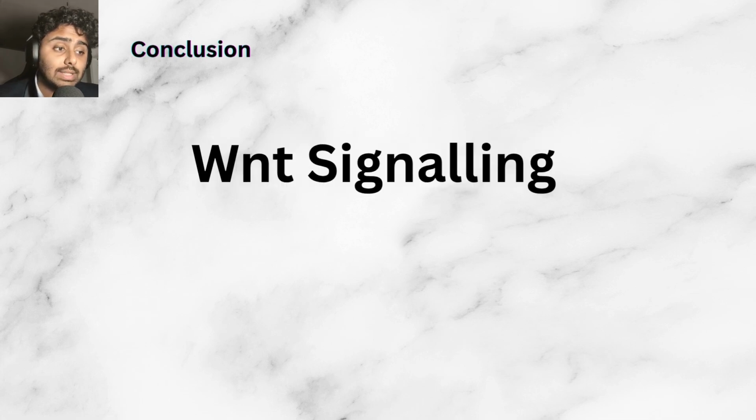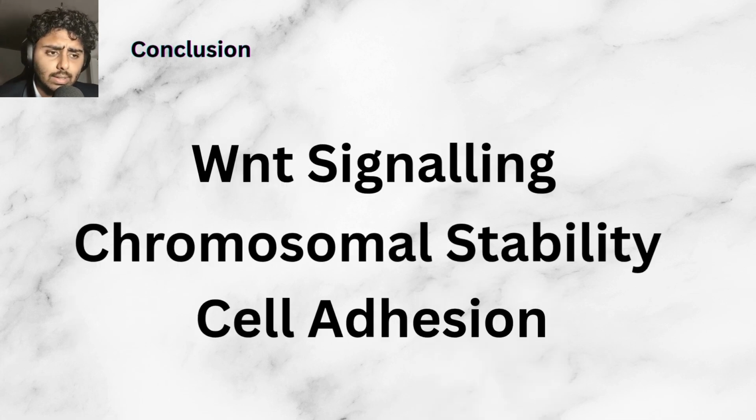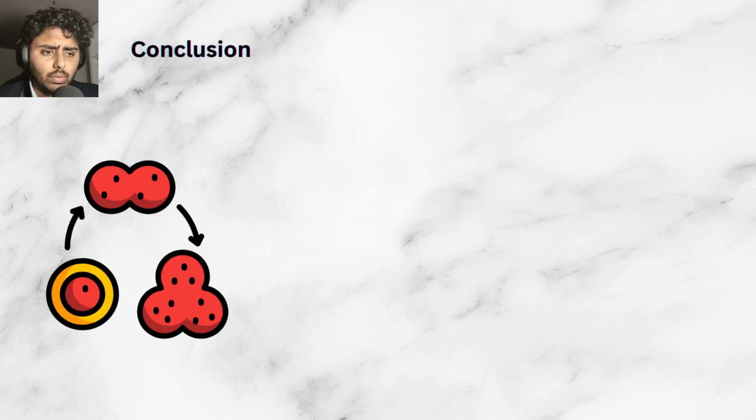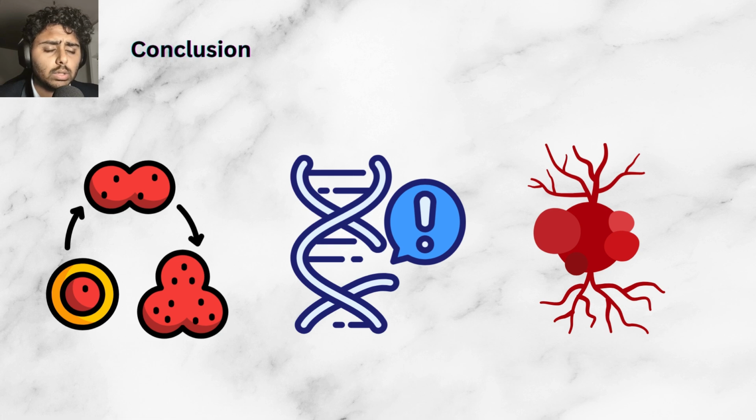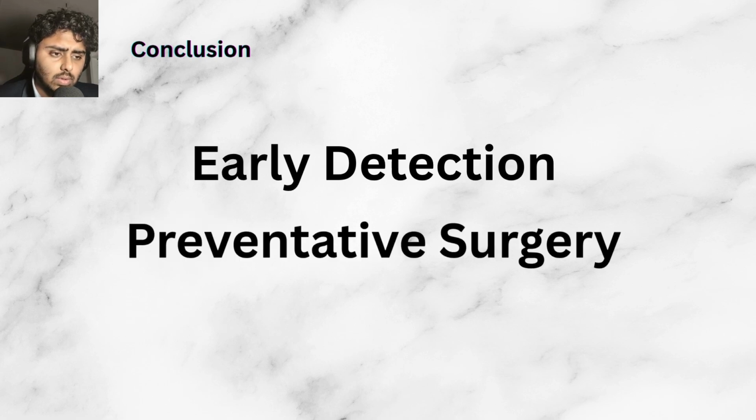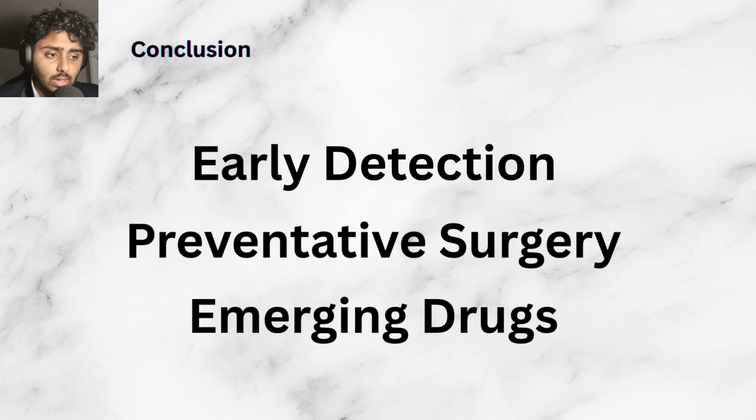In summary, the APC gene is the master regulator of Wnt signaling, chromosomal stability, and cell adhesion. When it's lost, these control systems collapse, leading to uncontrolled proliferation, genomic instability, and colorectal tumor development. Although we can't yet repair APC directly, early detection, preventative surgery, and emerging pathway-targeted drugs have transformed outcomes for patients with APC mutations. By understanding how APC functions and fails, we've taken a huge step towards predicting, preventing, and controlling one of the most common cancers worldwide.